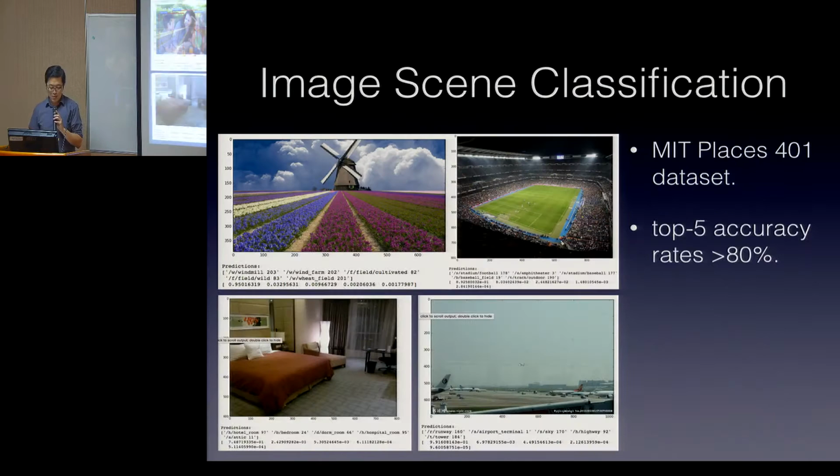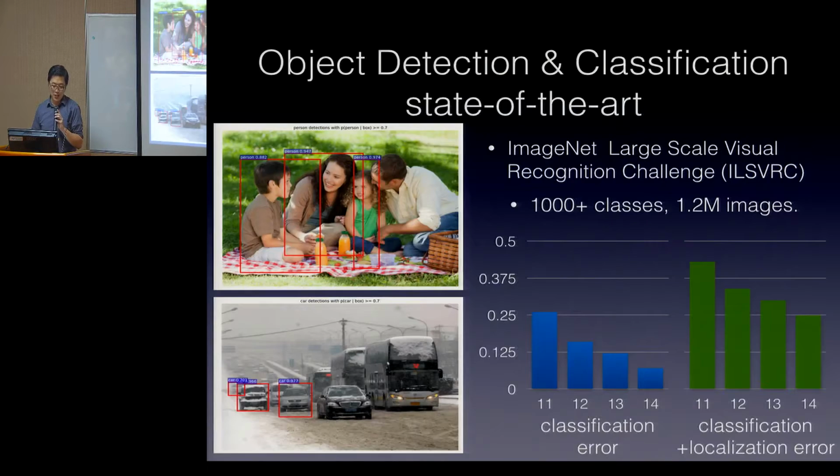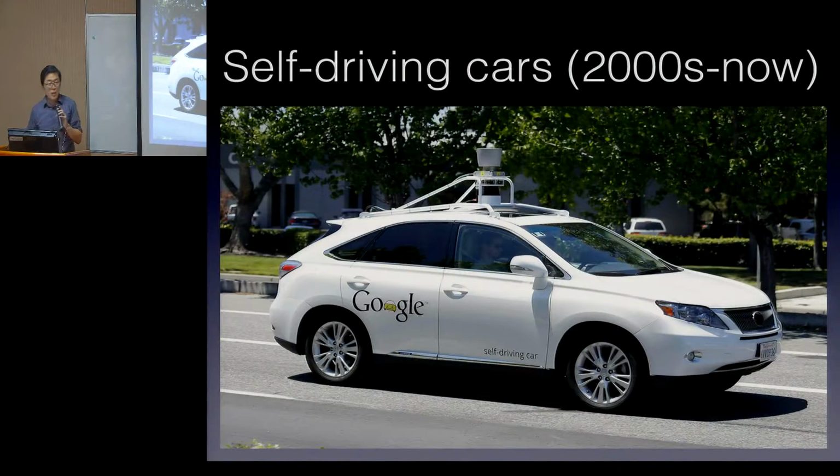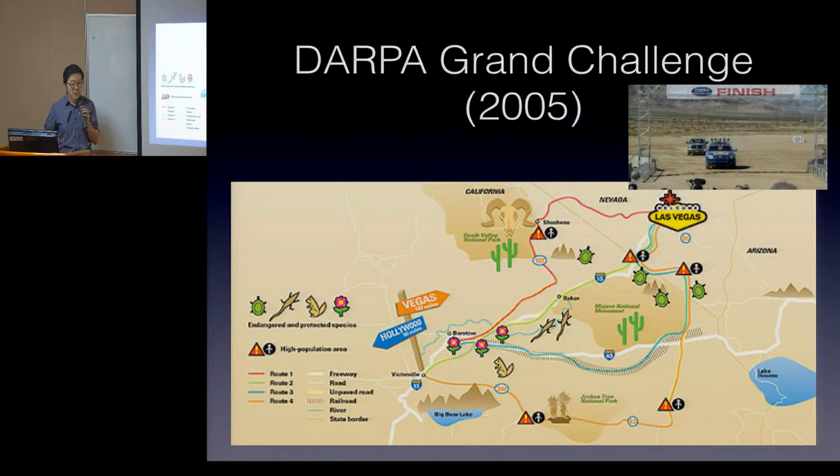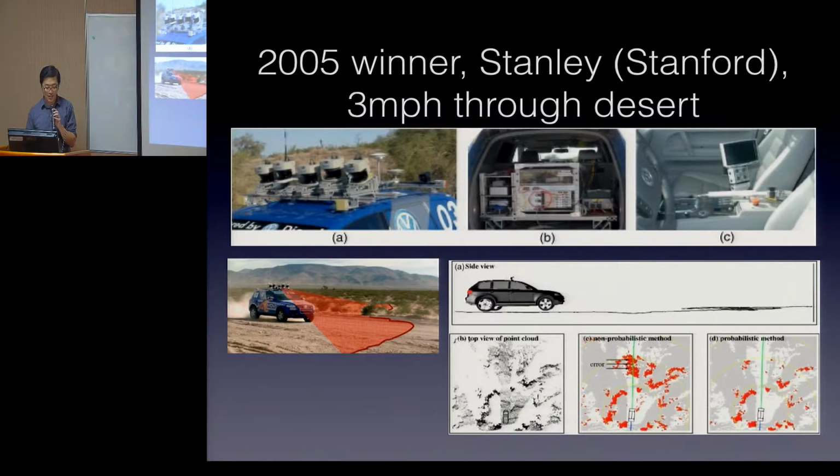And of course, with the maturing of image scene classification and object detection, it really enabled us to do a lot of things. And I've got some interesting photos from these earlier days of the self-driving car challenges. The DARPA Grand Challenge in 2005, Stanley drove through the desert at 3 miles per hour, which is like 5 kilometers per hour, and won the competition with all the sensors on top and surrounding it.